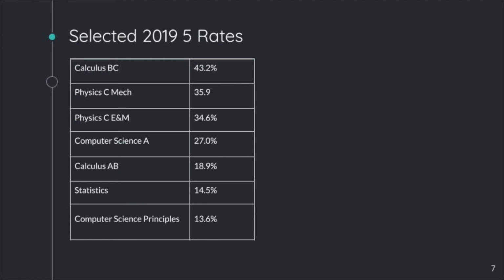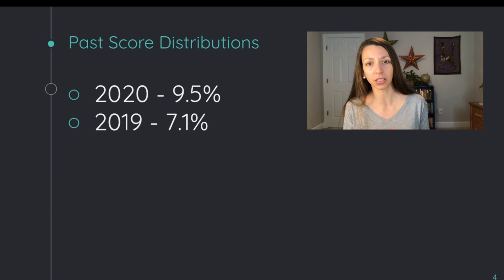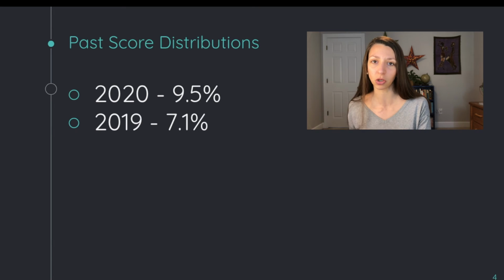Compare that to Physics C, Statistics, even Computer Science. All of those exams have 5 rates that are nearly double that of AP Biology. So why do they make this test so hard? AP Biology is one of the most popular AP exams. Over 230,000 students took the test last year, and a lot of colleges and universities know that students are going to want to come into their programs and use that AP score for credit as a college biology course.